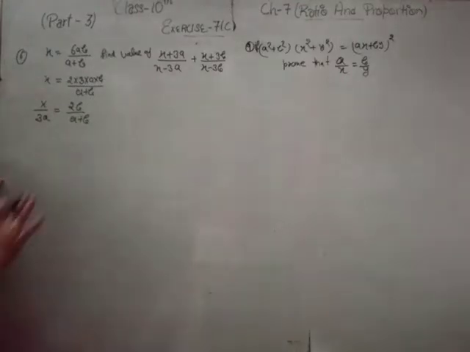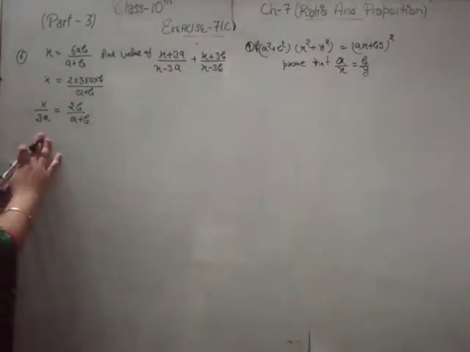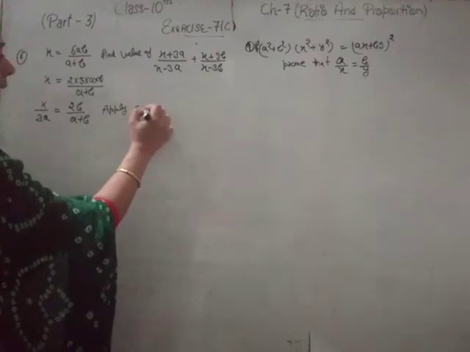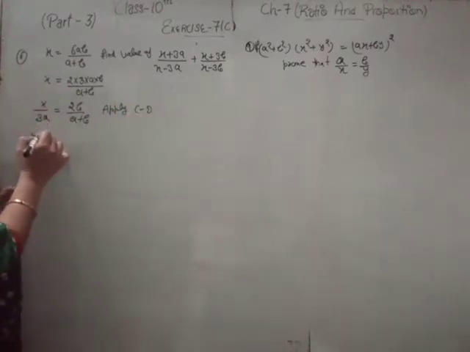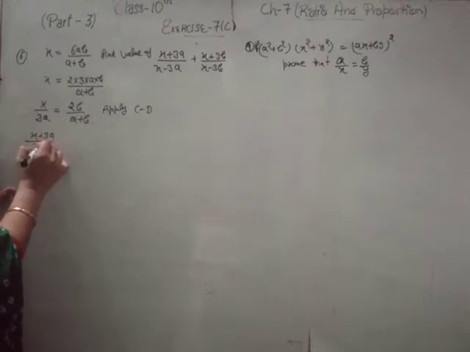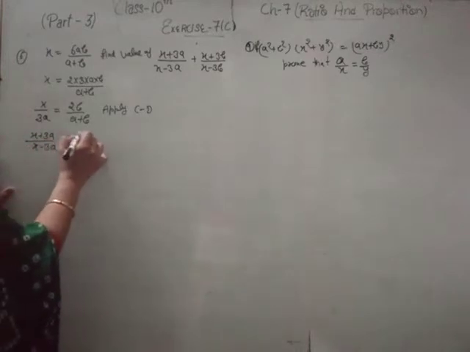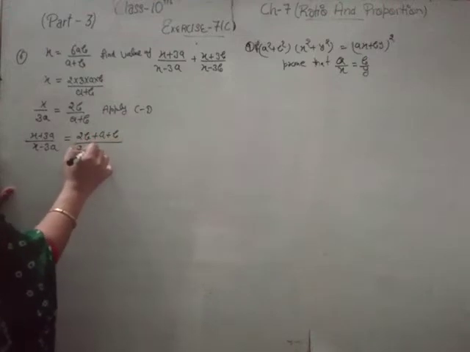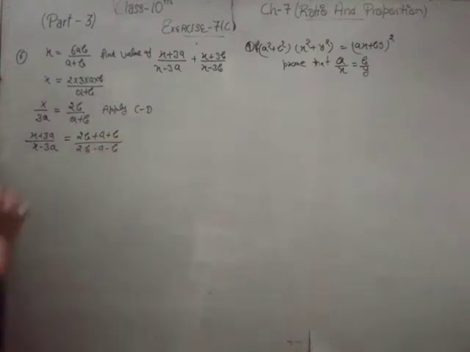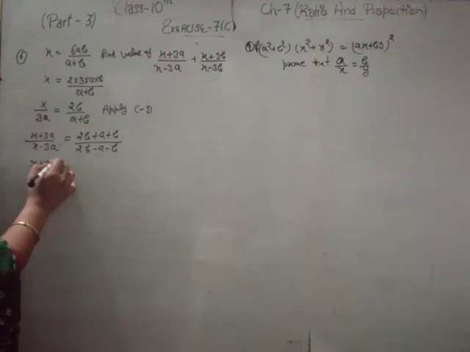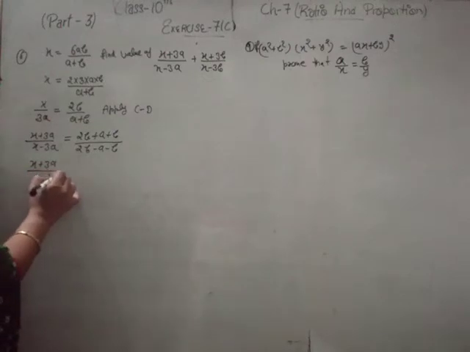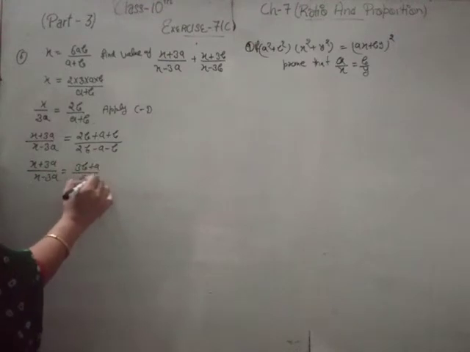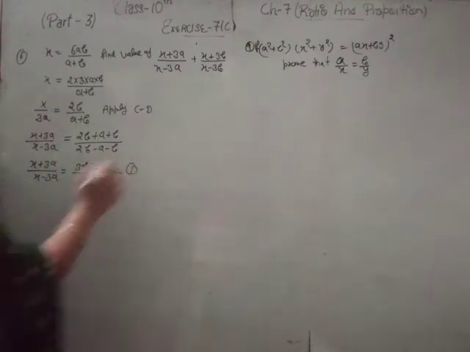Okay student, next we use componendo and dividendo. Apply componendo and dividendo. Okay, then (x plus 3a)/(x minus 3a) equal to (2b plus a plus b)/(2b minus a minus b). Okay, then (x plus 3a)/(x minus 3a) equal to (3b plus a)/(b minus a), and we write this first one.